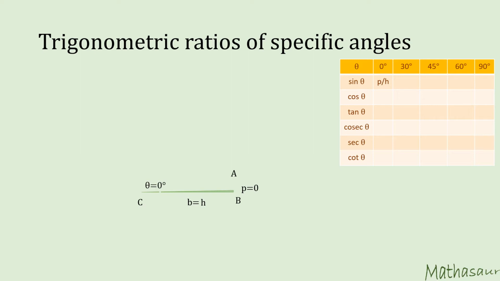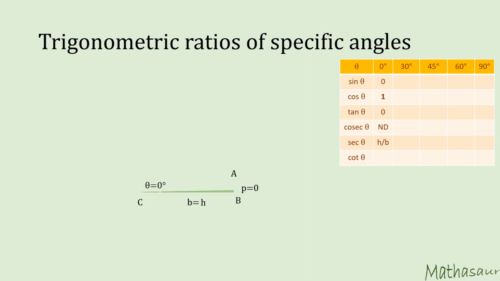So we know that sin theta is equal to P by H. Since P equals 0, sin theta becomes 0. Cos theta is equal to B by H. Since B and H are equal, cos theta becomes equal to 1. Tan theta is the ratio of sin theta by cos theta or P by B. We can see that the numerator is 0, hence tan theta becomes 0. Cosecant theta is the reciprocal of sin theta, which means that the denominator would become 0. And such a number cannot be defined, so let us call it ND, not defined.